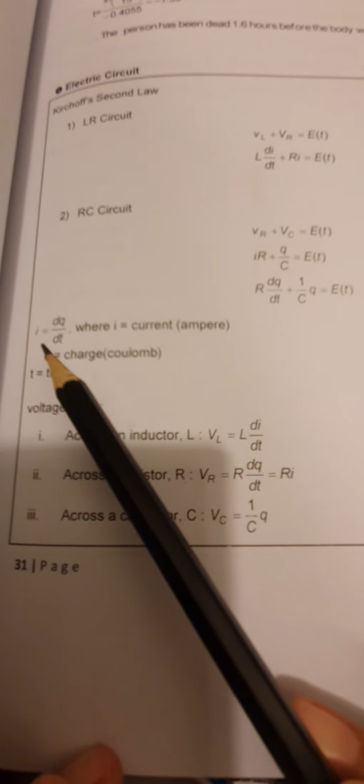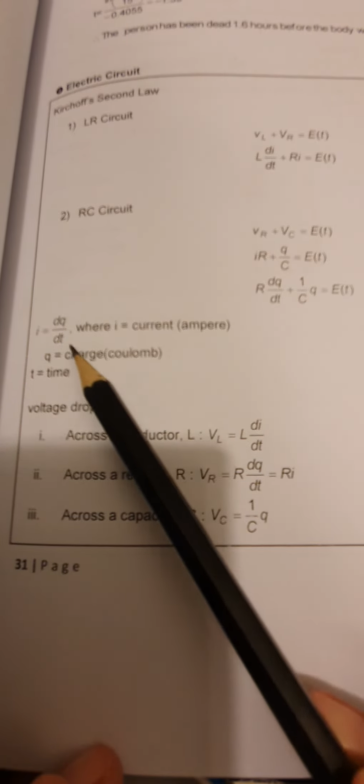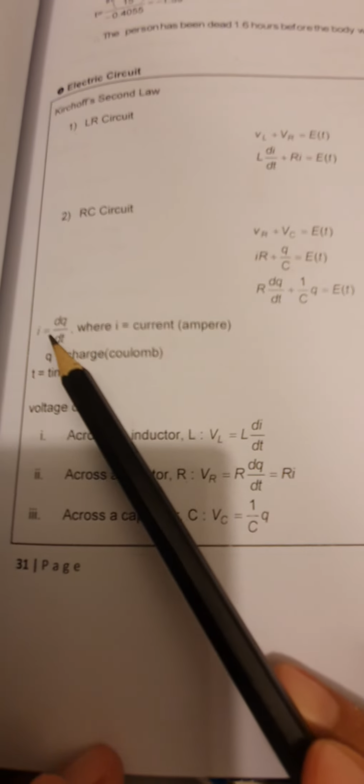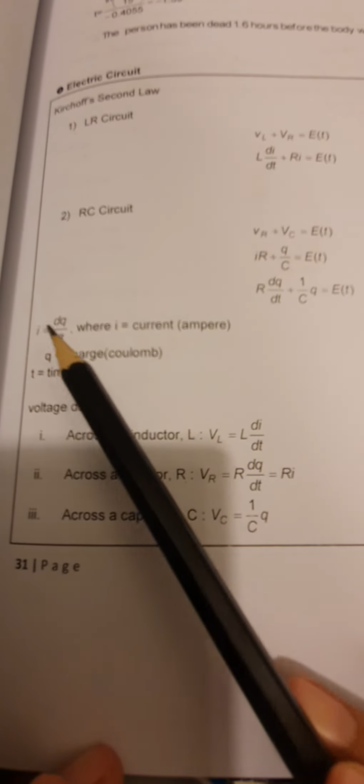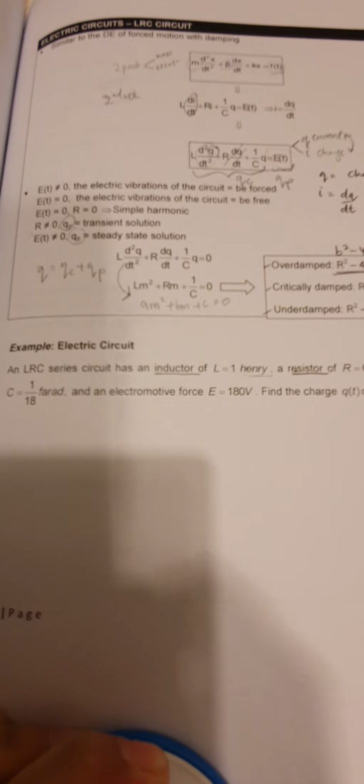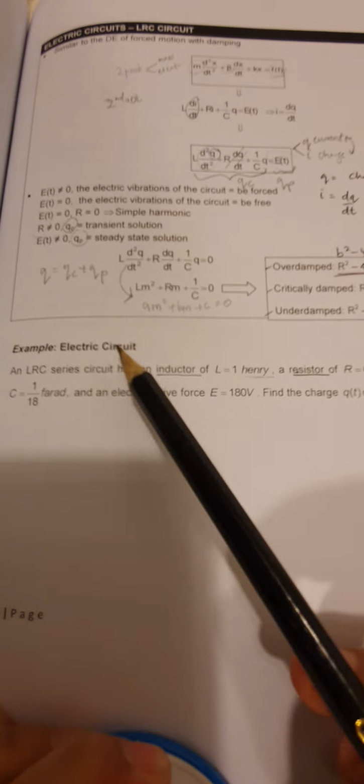Okay, nak dapatkan I, awak kena differentiate Q. This one is relationship between charge and current. Maksudnya current tu awak dapat hasil daripada differentiate charge. Okay, so let me discuss an example.